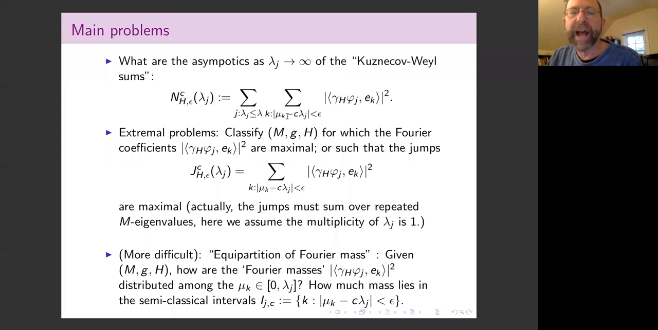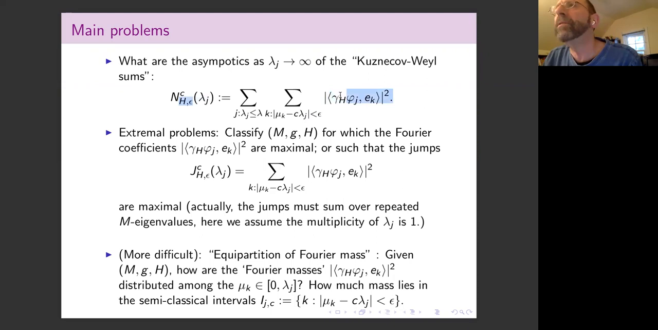The Weyl part is that we're summing over the eigenvalues of M, that we're summing over eigenvalues less than or equal to lambda. And then we sum over a band of frequencies on H of this form that I mentioned, that the H eigenvalue minus C times the lambda j eigenvalue is less than epsilon. So this is a very short interval, I'll explain in a moment, around C times lambda j. So I call this Kuznetsov-Weyl asymptotics.